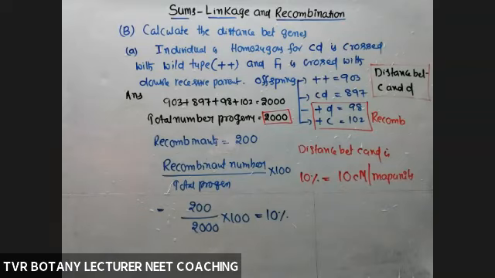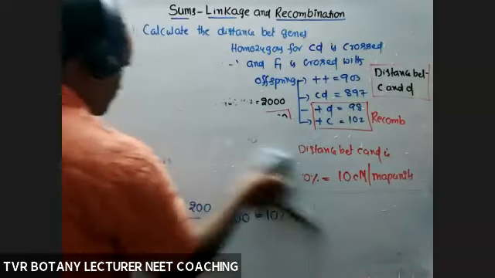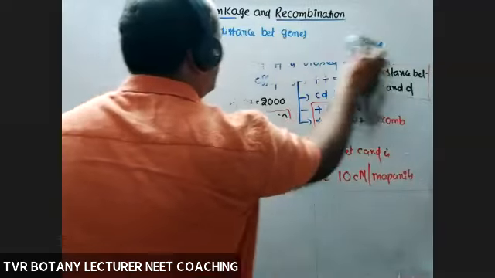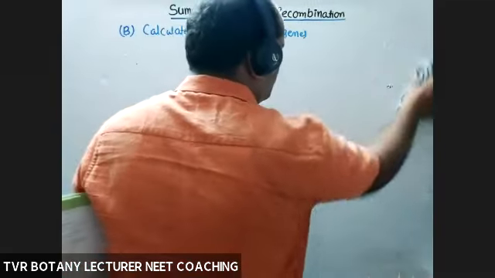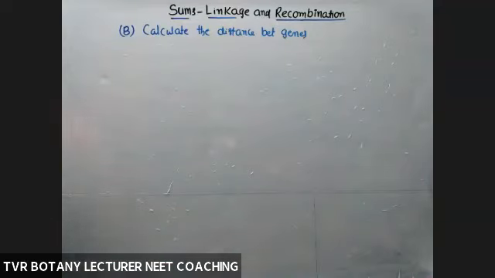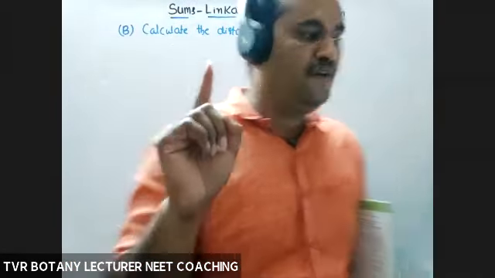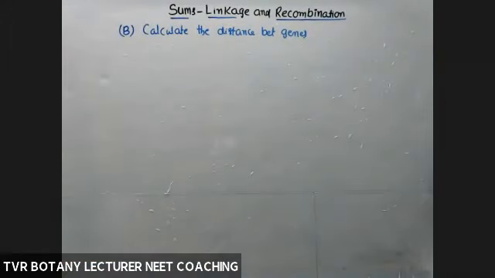We will discuss at the end. Okay, so don't forget that 1% recombination is equal to 1 centimorgan or 1 map unit. Next. Next question.